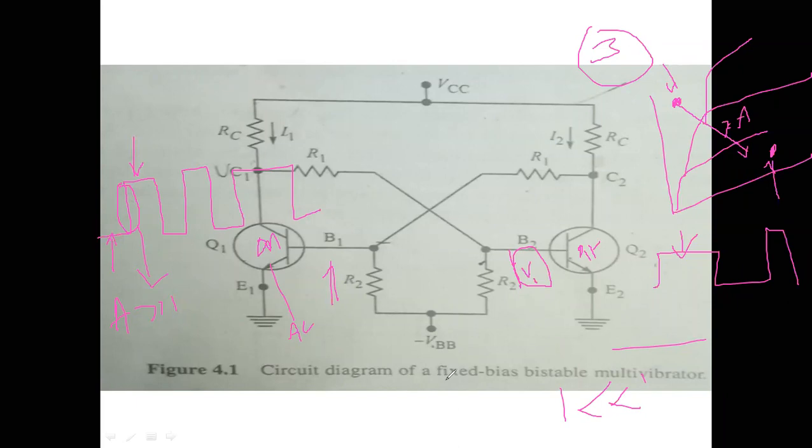Otherwise they may ask a question like this: what is the loop gain of a bistable multivibrator under quiescent state? Quiescent state means the state is changing, at this position. Under the quiescent state, the loop gain should be greater than 1.